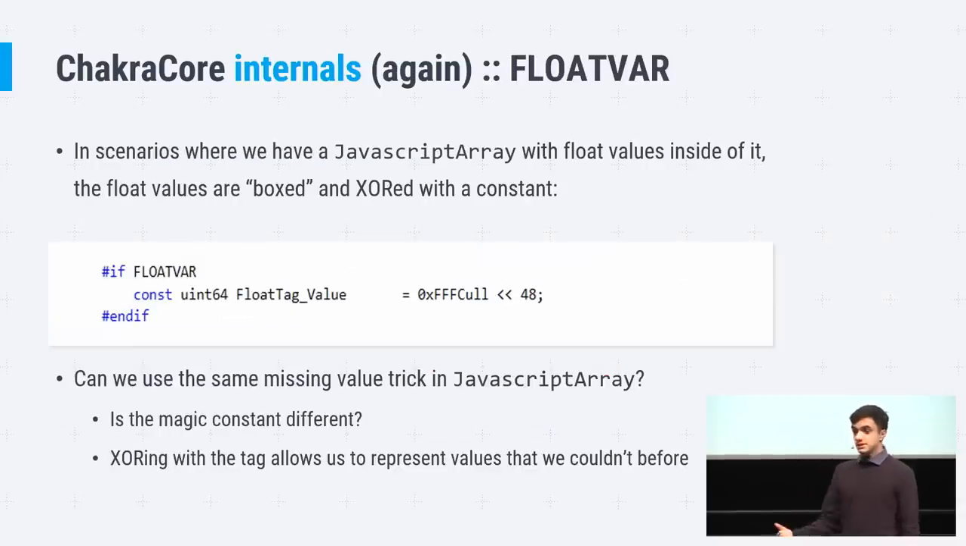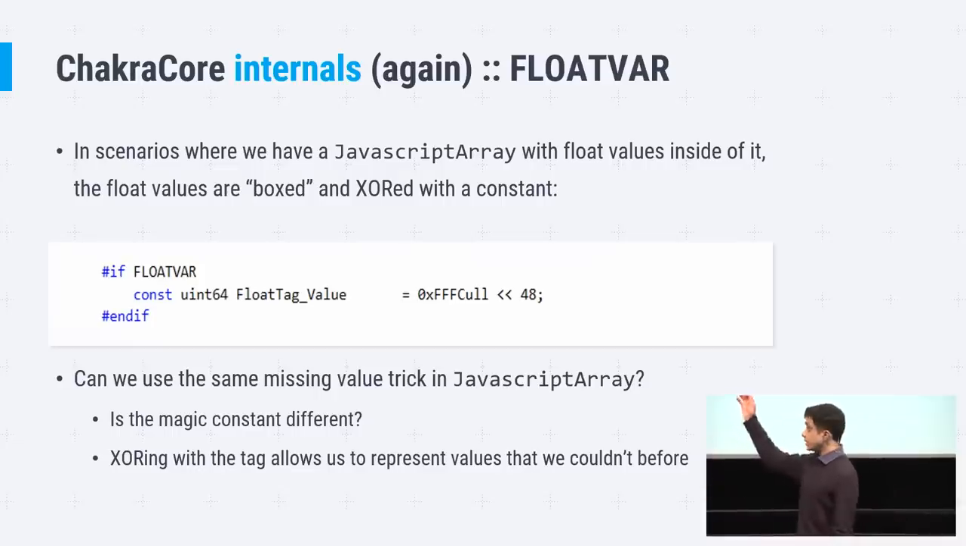As I just said, the vulnerability found by Lokihardt was in a native float array. Apparently JavaScript arrays don't store floats as actual floats. They first do something called boxing. They first XOR these values with this constant you can see here, so before you put the float into the array, this value is XORed with the float you're trying to put in. The question that comes up next is whether we can actually have missing values in a JavaScript array, and if so, does the constant change?